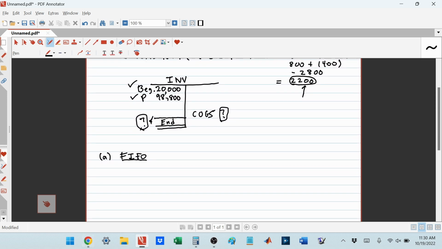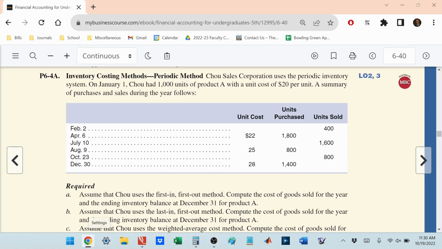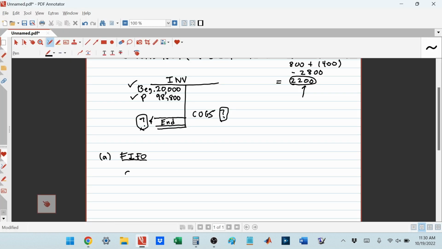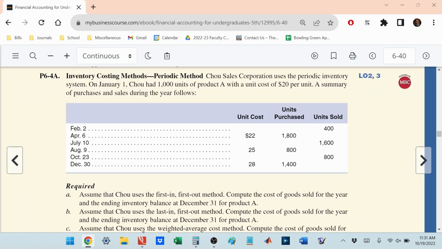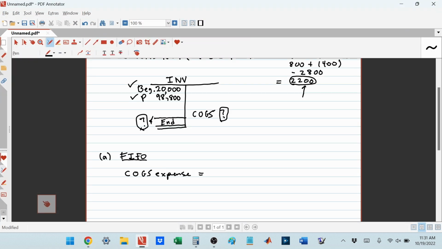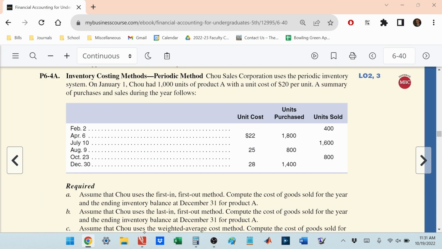So the FIFO assumption is that the first units to come in are the first to be sold. So we can compute an estimate for cost of goods sold first. You can estimate cost of goods sold first. You could also estimate ending inventory first. It doesn't matter which one you do first. But I like to estimate cost of goods sold first and then estimate ending inventory. That's the order that I like to use.